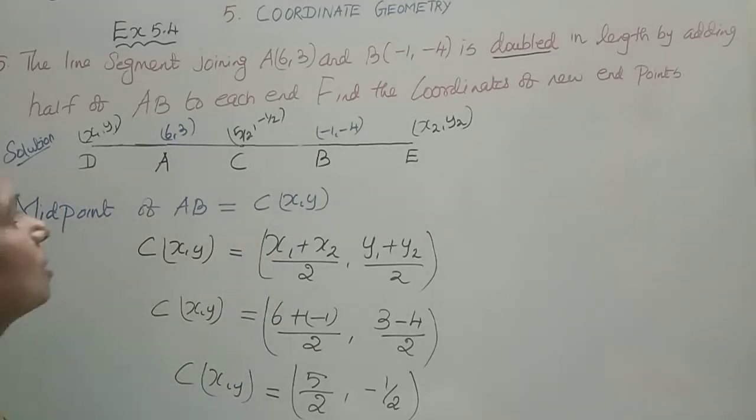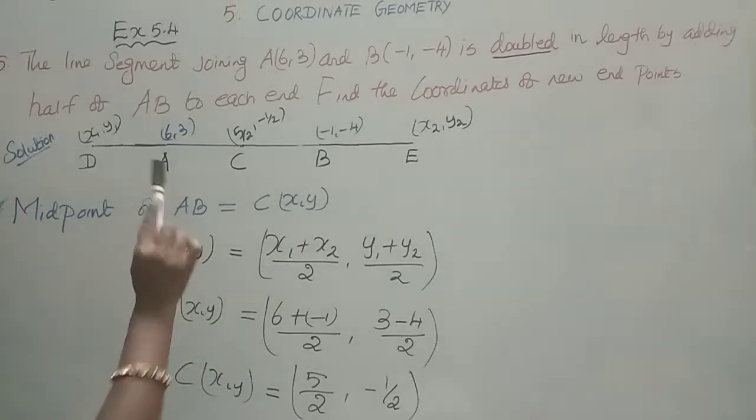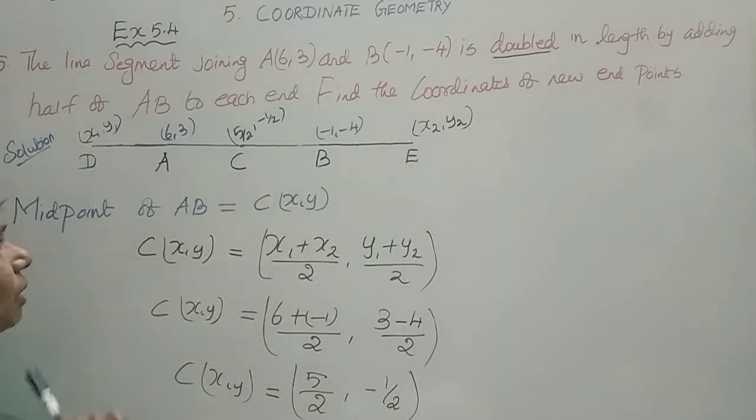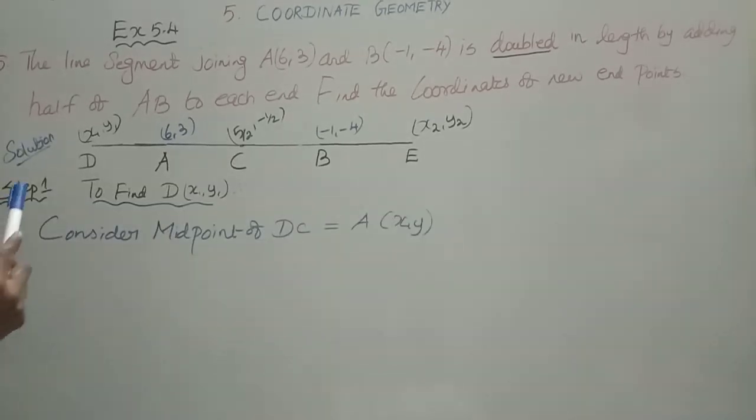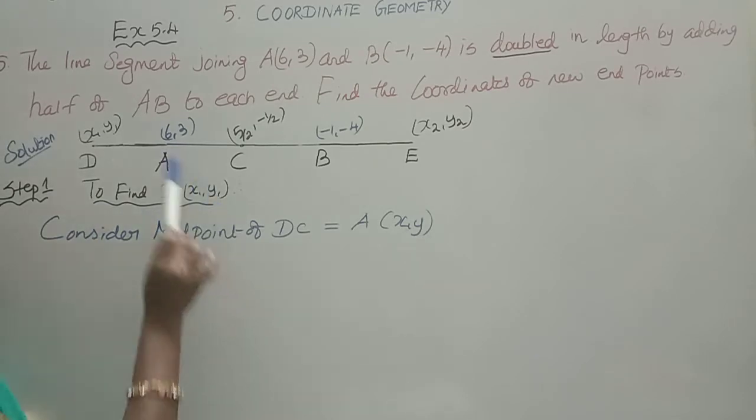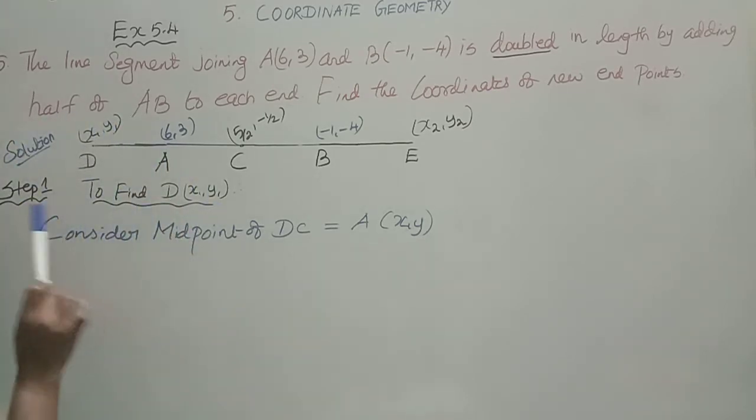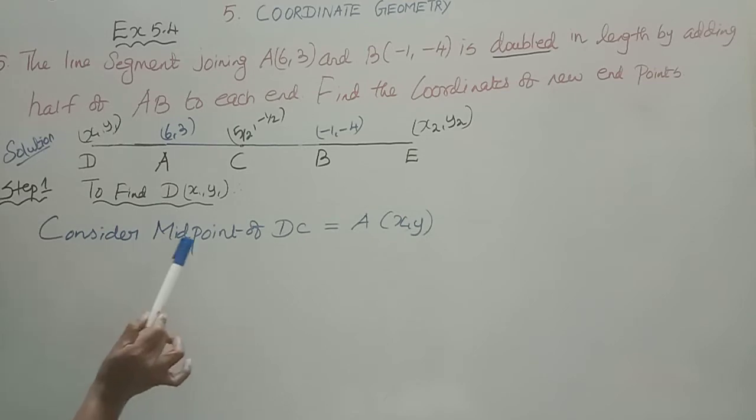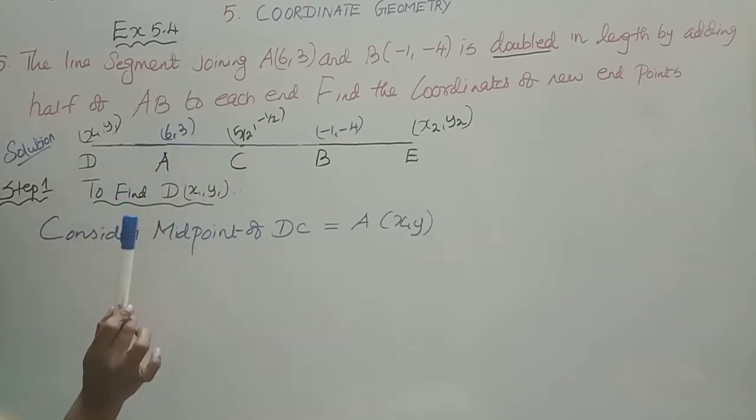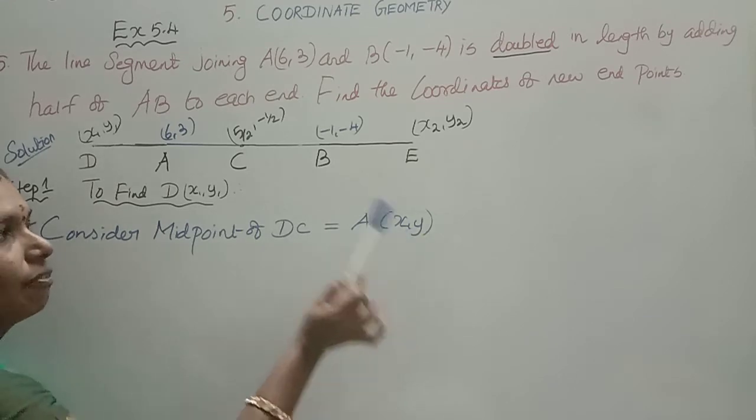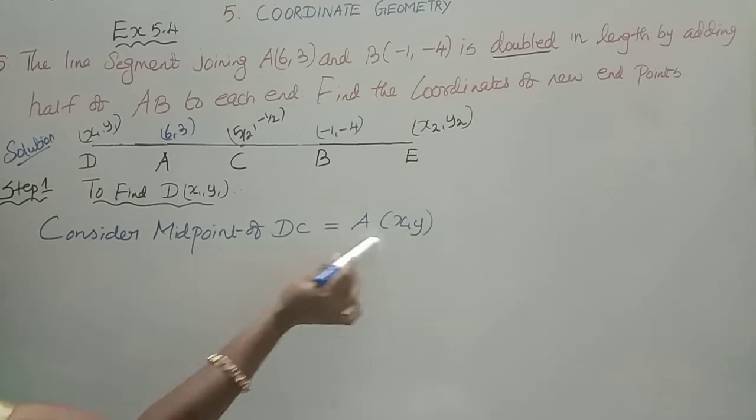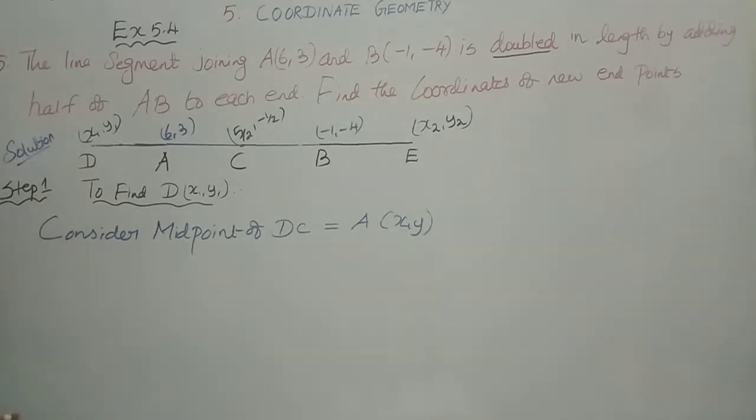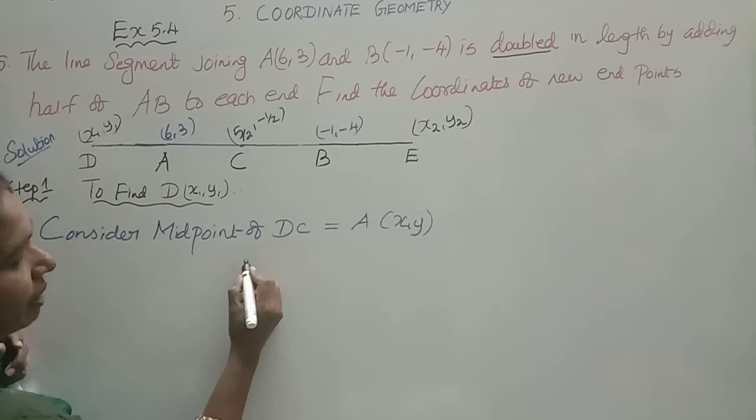Next, now we have got the midpoint of the line AB. Now consider this section DC. The first step is to find D of x1, y1. To find D of x1, y1, take step 1, step 2. Consider the midpoint of DC equal to A of x comma y. Here, what is the midpoint of DC? We are taking the midpoint of DC as A of x comma y. And what is this A of x comma y?